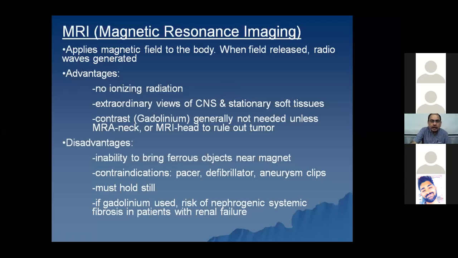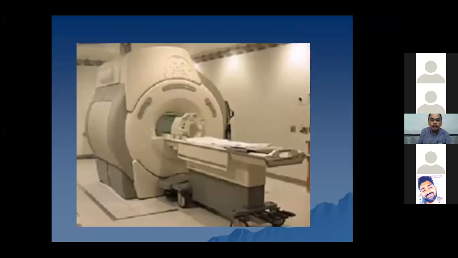The main disadvantage is that if you are carrying some metallic object in your body, sometimes there are multiple metallic processes or some stents, then the patient is unable to go into an MRI machine. And the substances which are magnetic in nature are kept away from the machine. This is the typical MRI machine.